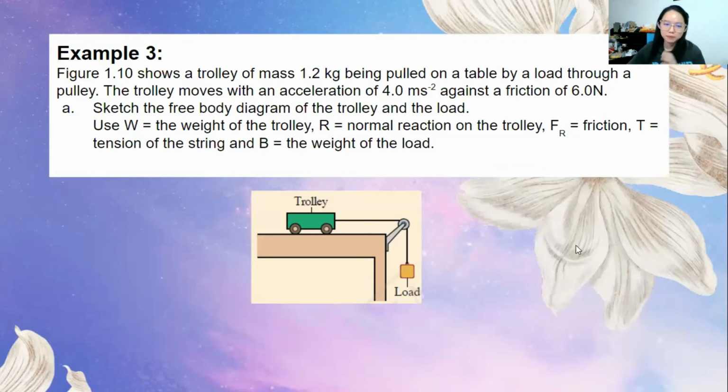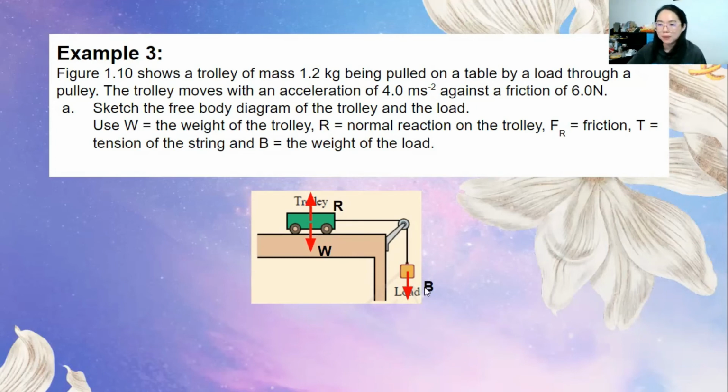So the first thing is the trolley itself. The trolley itself has weight, right? So that's why you have a W there. It is on the table, so my R is going up. So easy. That's the first one. Done. Next one. You know that it has frictional force, right? So it will be going backwards. I do this one first because this one is the weight of the load. They use B here, not W, so that you will not be confused. So you know that the load is pulling this down. So that's why I have B.